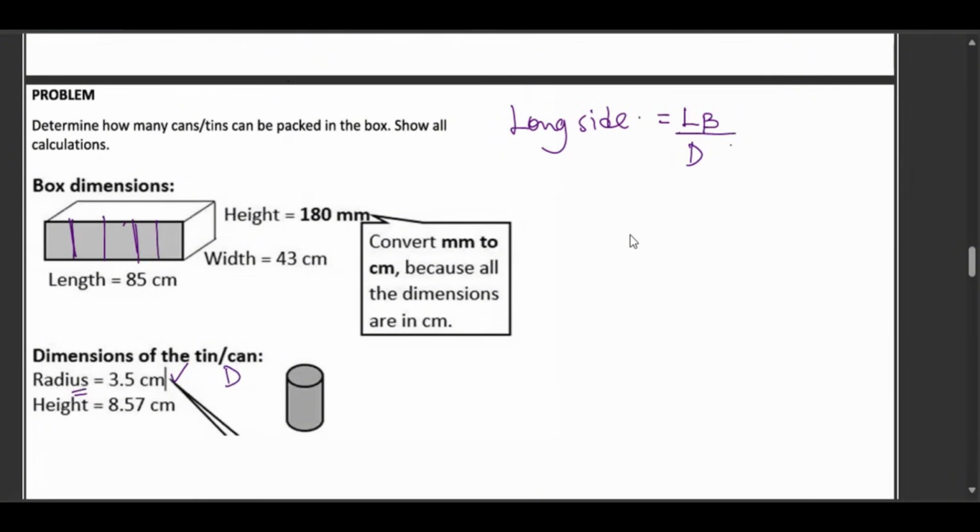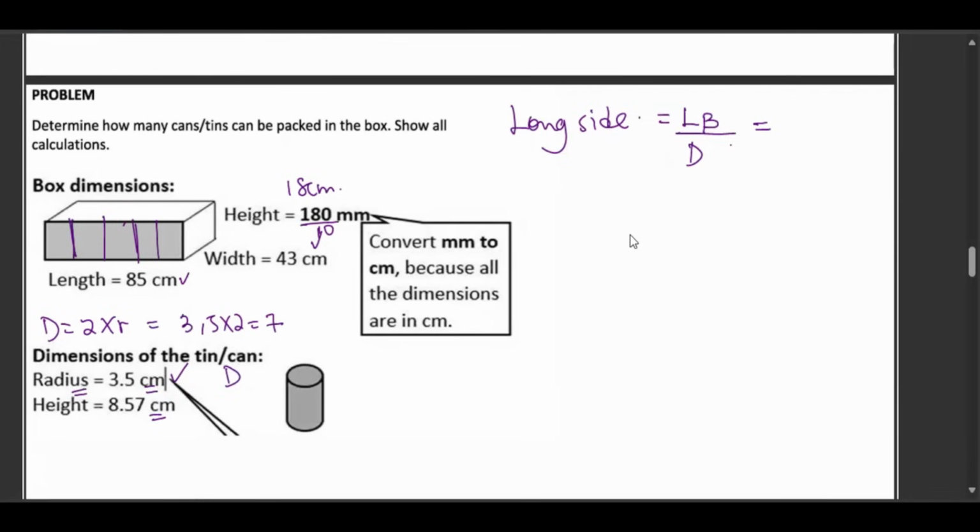Now, what you have to know, the length is in centimeters, well and good. The width is in centimeters, but the height is in millimeters. Let's change it to centimeters. We get 18 centimeters. Okay, the radius and the height are all in centimeters. Good, but we need the diameter. So the diameter is going to be 2 times radius, which is 3.5 times 2, and the answer becomes 7. Good. So now we are good to go.